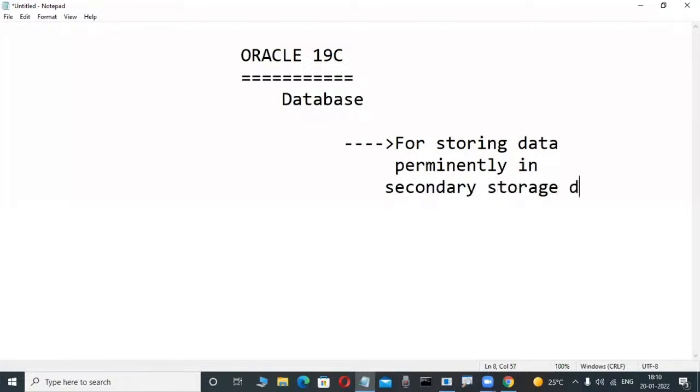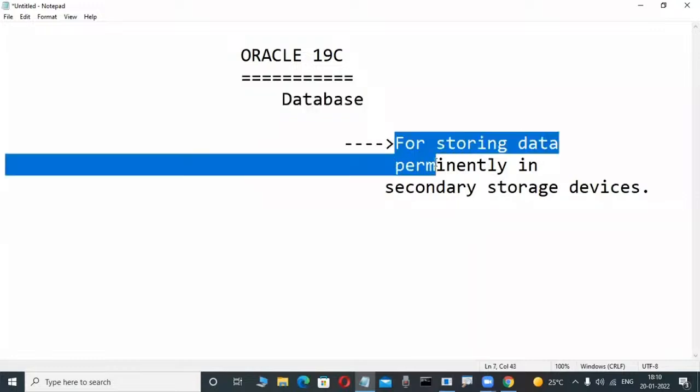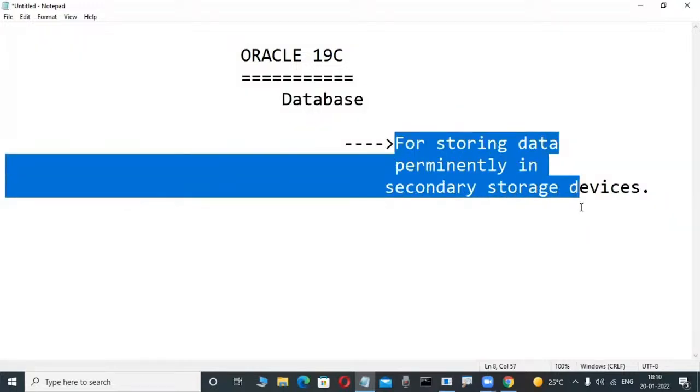Okay, fine. Permanent. Suppose today we are storing data, then after 5 years, 10 years, 20 years, 100 years, your data is still available and you are using it. That's why Oracle is a product from Oracle Corporation, some version number is there. This is a database product, one of the popular databases. But what is the purpose of that? For storing data permanently in secondary storage devices.